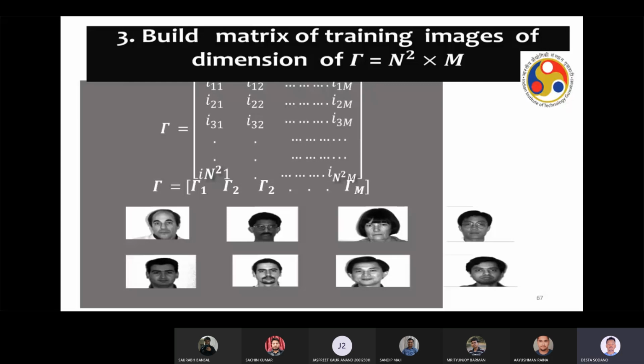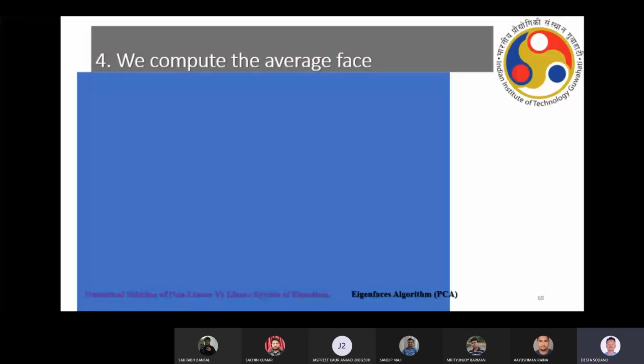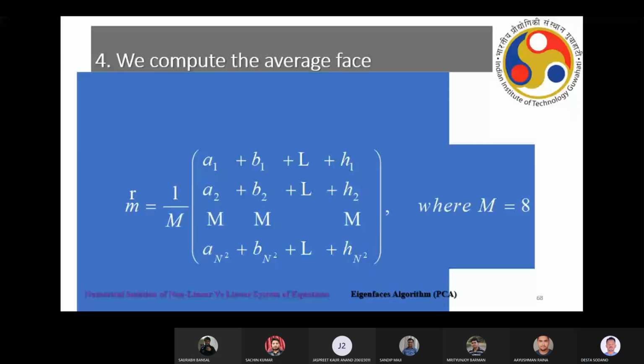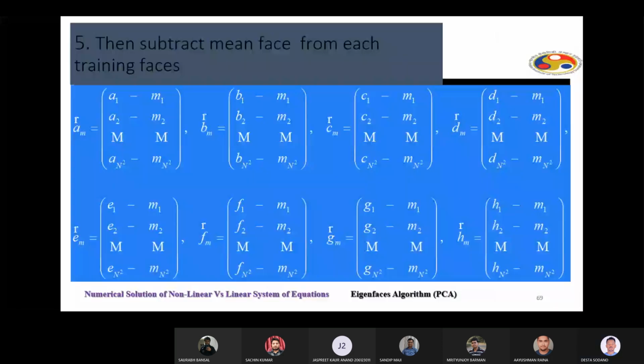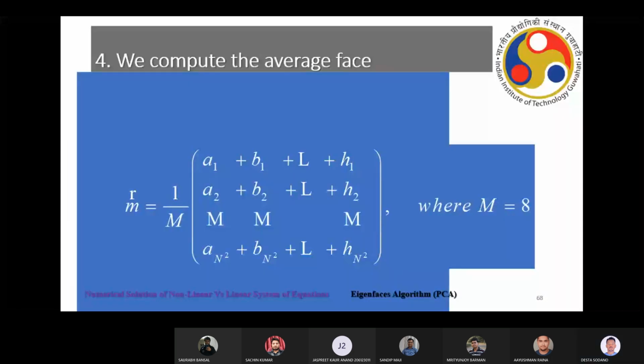Step 4: we compute the average face. The average face of this function becomes Psi, which is equal to 1 over M times the sum of the given matrix of the above 8 trainers. M means the number of trainers, 8. This is the average face of all the given trainers.